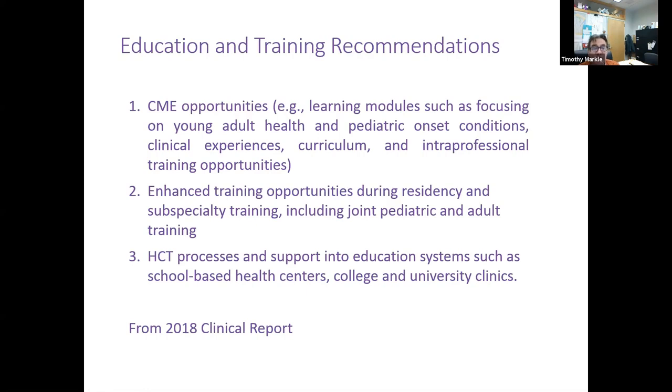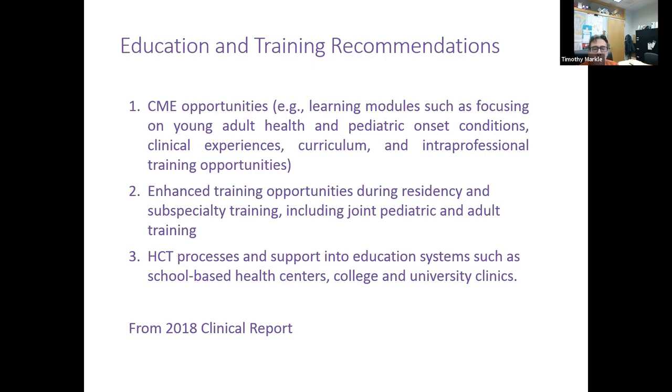Definitely needing to look at what some enhanced training opportunities are during residency and subspecialty training. Again, a lot of this report is focused on, okay, pediatricians are starting to get it. We're working on what a good handoff looks like. What does a good receivership look like? Who is going to care for these children for then the majority, hopefully, of their lives?